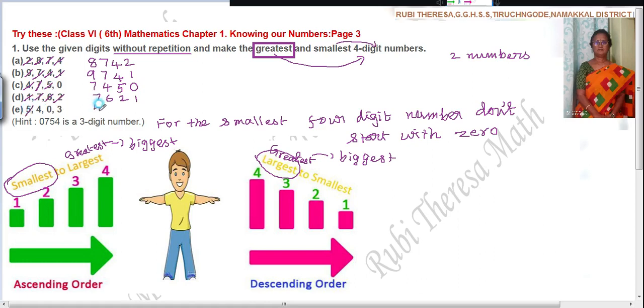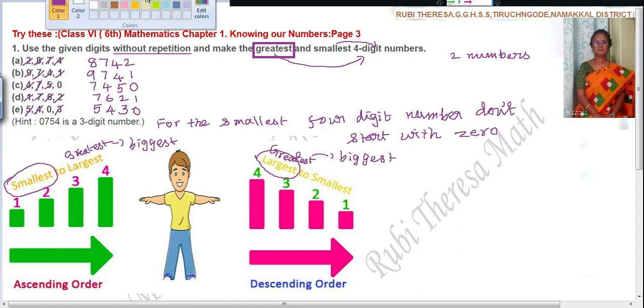5. Yes. Next one is what? 4. Super. Next 3. Finally 0. So you have completed the greatest 4-digit number. You can clap on your own. Self appreciation should be there. So clap and encourage yourself and go for the next part.